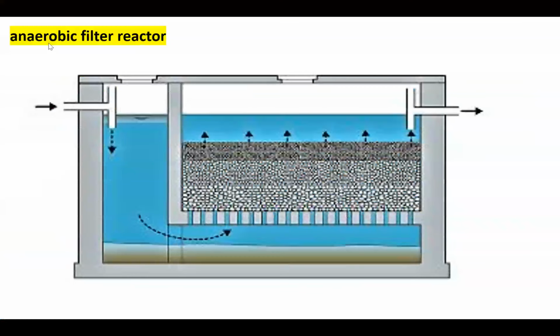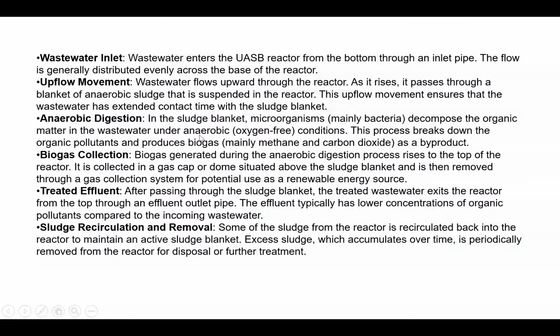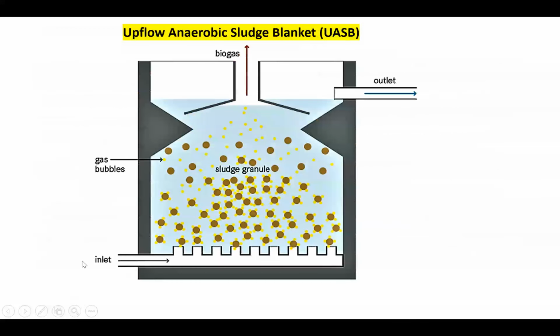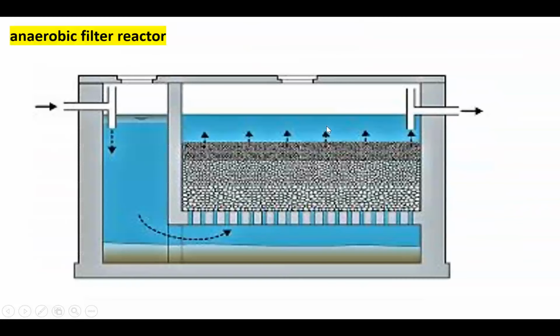So now next is the anaerobic filter reactor. You see here there is a filter reactor. Filter is also here. So how is this different? When we see here in the upflow, it is coming from here, and all the process happening here and going here. So now here you see it is coming from the top. So this is the inlet.